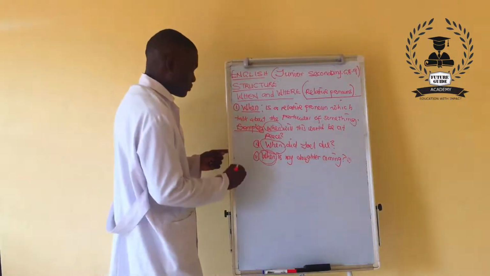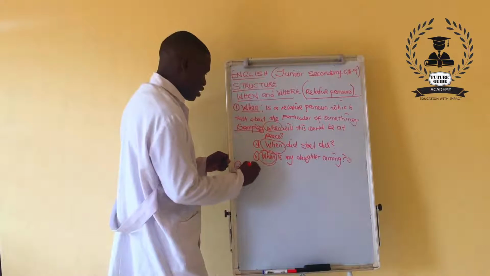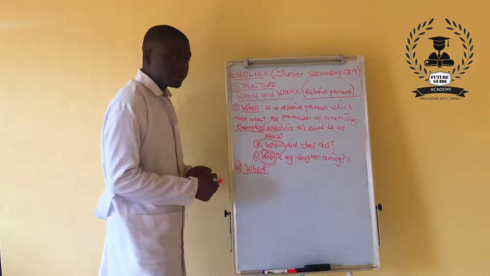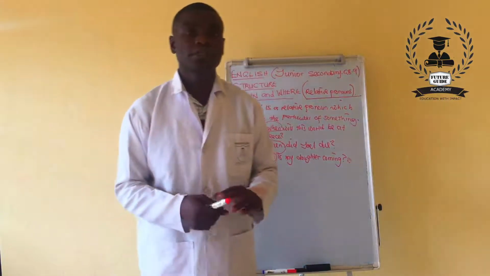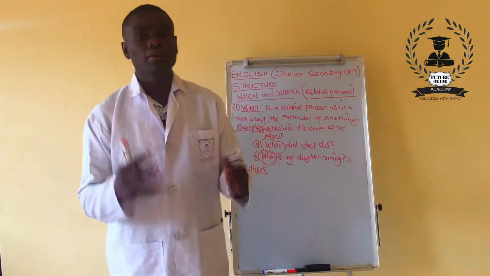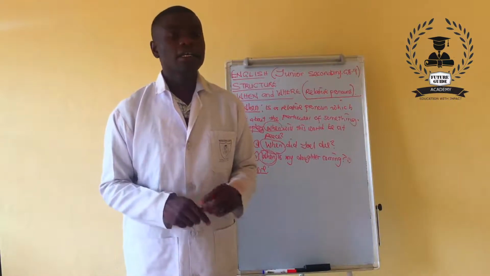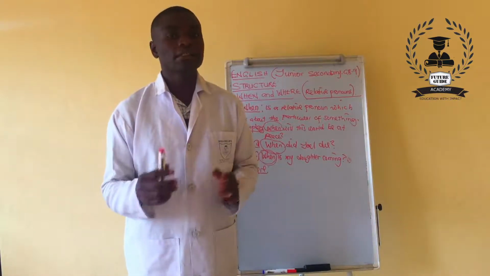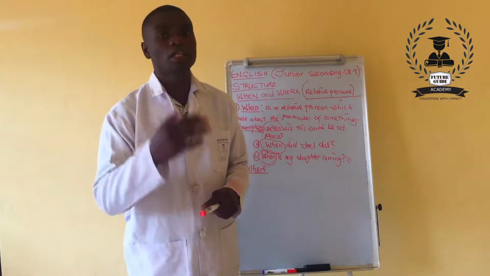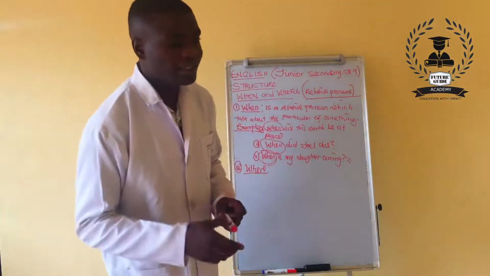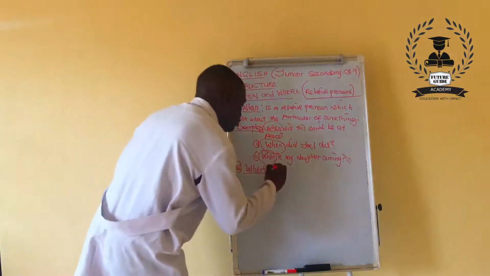Let's go to the second part, which is where. Now, where is also another relative pronoun that we use on a daily basis. But how best are we supposed to use this term? Where is a relative pronoun that tells us about the location of a particular event or activity.